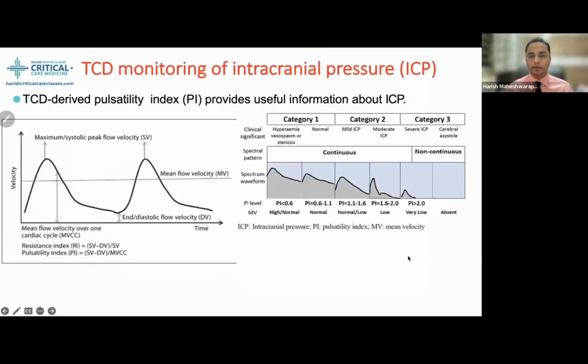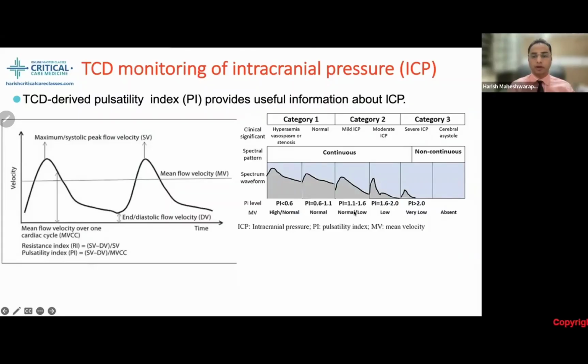So TCD monitoring for intracranial pressure. When we measure the pulsatility index, it is the peak systolic velocity minus the end diastolic velocity, divided by the mean flow velocity. That is the pulsatility index. Normally it should be between 0.6 to 1.1.